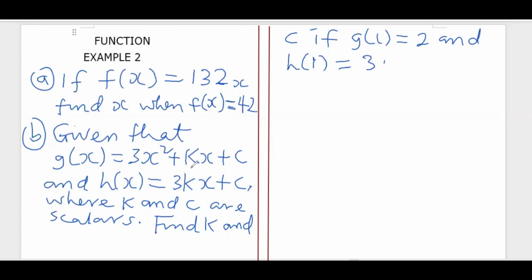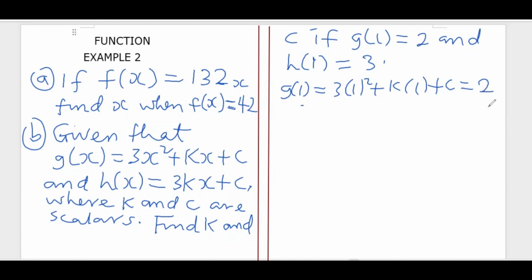But we're given additional information that g of 1 is 2, that is, if you use 1 to replace x in this function, the result will be 2. So let's use 1 to replace x in this function. So we have g of 1 equals 3 into 1 squared plus k into 1 plus c, but they said the result will be 2. So g of 1 equals 2. That when x is 1, the result of the whole function will be 2.